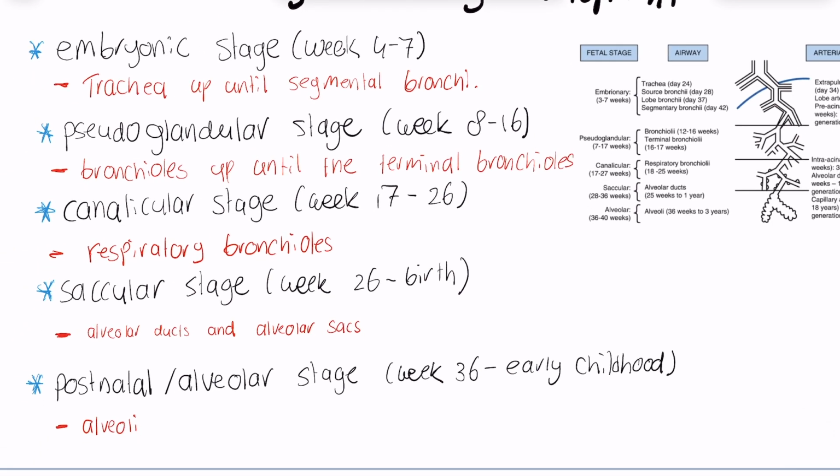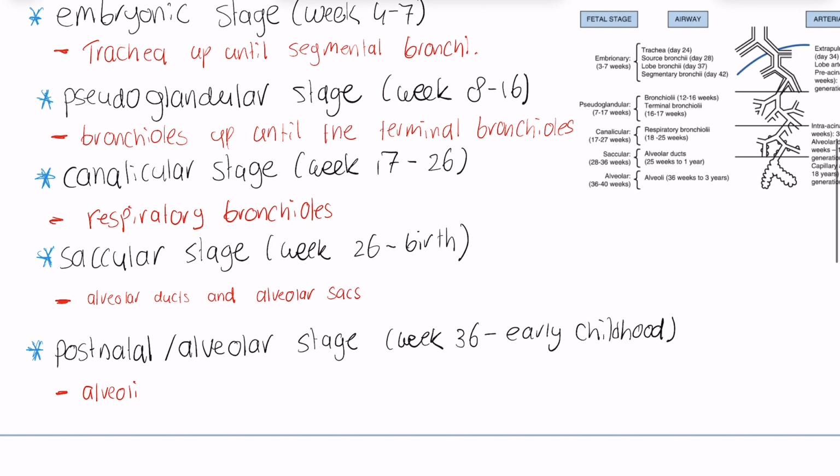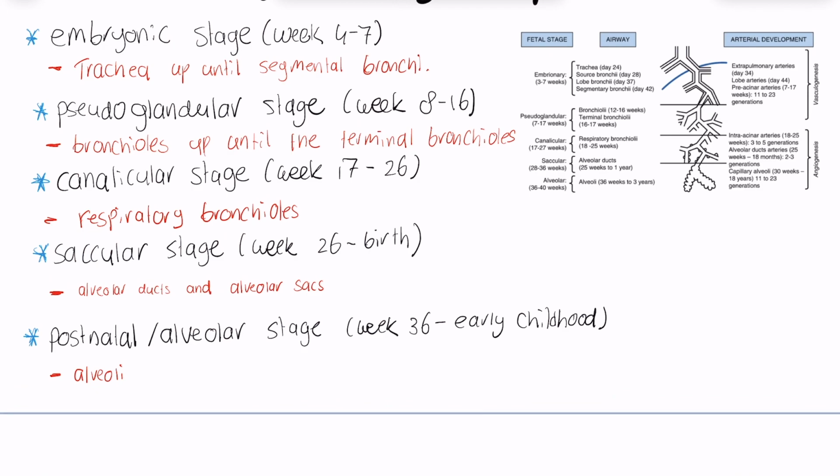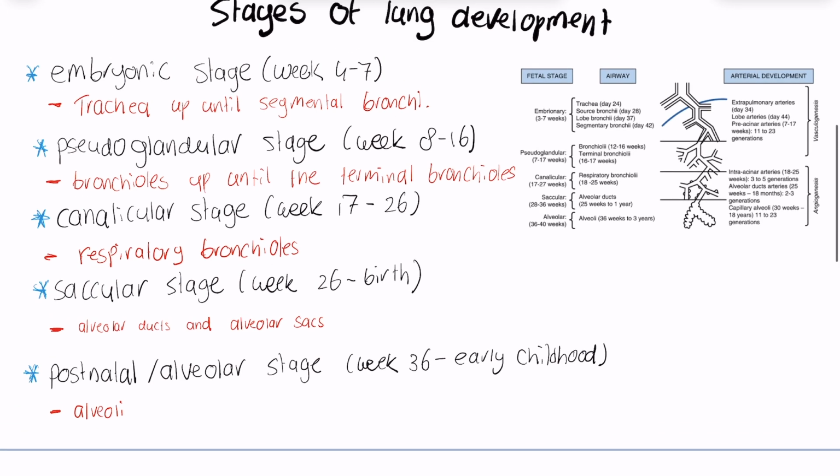Then the fourth stage is the saccular stage, which is from week 26 to birth. And in this stage, the alveolar ducts and the alveolar sacs are made. And then the last stage is the postnatal, or also the alveolar stage, which is from week 36 to early childhood. And this is the part in which alveoli are made, which happens until various years after birth.